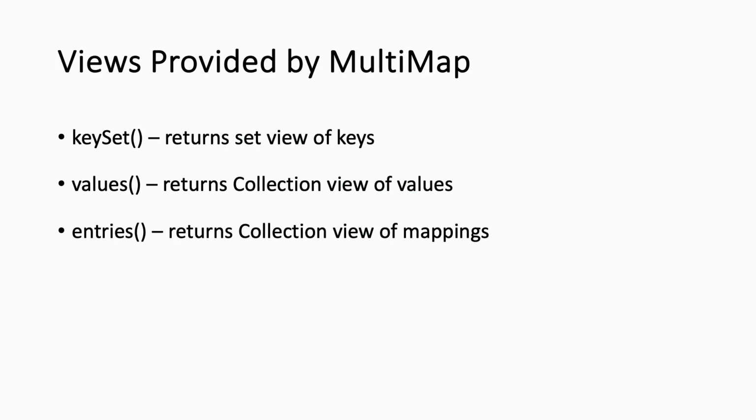Next, we will discuss different views which are provided by the multimap. These views provide us the data stored in each multimap in different forms, hence aiding us in handling data and its manipulation. The key set view provides us with a set of all the keys which are present in the multimap. The values view provides us with a collection of all the values stored in the multimap. The entries view returns a collection of mappings of key and value pairs stored in the multimap.